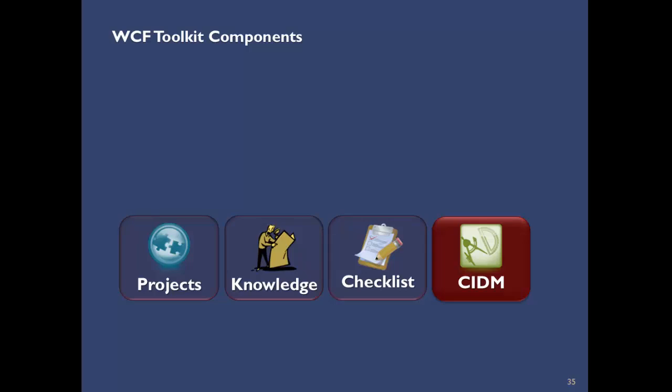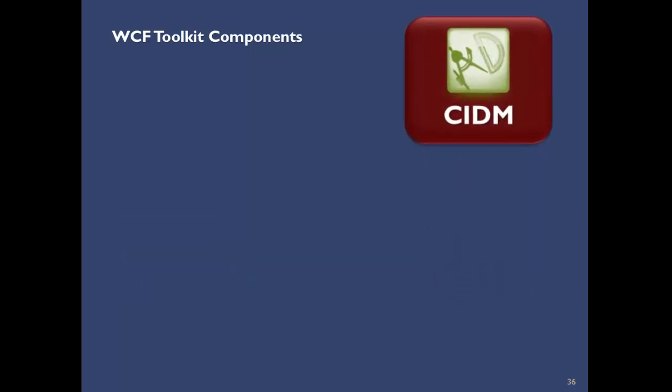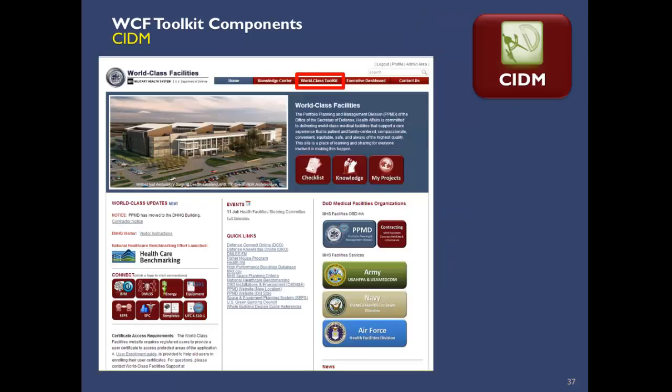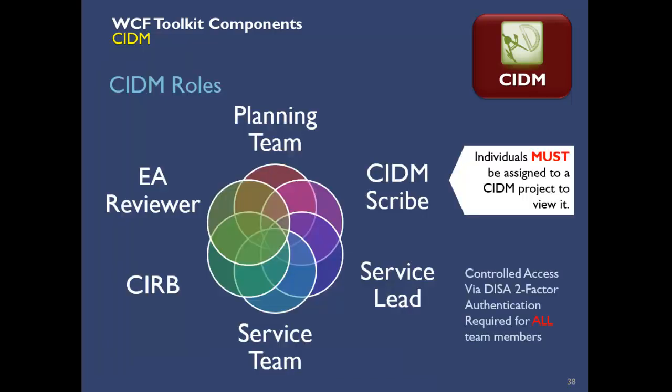The next tool in the toolkit we will discuss is the Capital Investment Decision Model, or CITM. The CITM tool provides a central location for the MHS facilities to coordinate and standardize capital investment planning. The CITM tool can be accessed by clicking on the World Class Toolkit drop-down menu from the Common Header page and selecting CITM tool. The CITM tool is only accessible by logging into the toolkit. Once you have logged in, you can access the CITM tool.